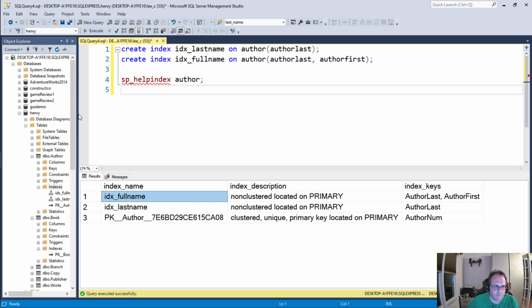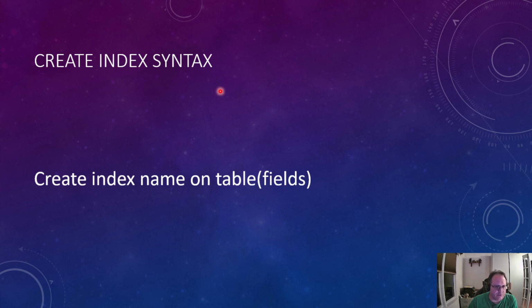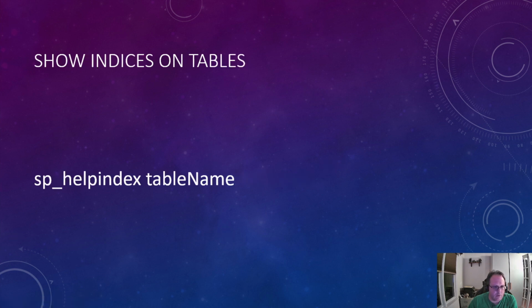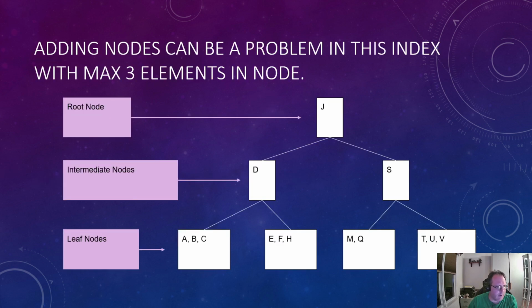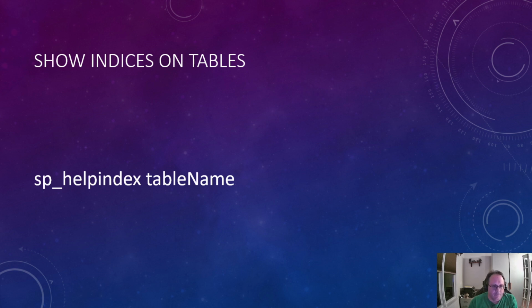All right, let me go back to my notes. As I said, I introduced some problems. I'm going to define these problems here in a moment. Here is the syntax if you wish to. Why aren't you going forward? All right, there we go. So SP help index, table name, shows your indices on tables, or you could do it in the GUI, whichever you prefer. Let's now talk about the problems I created.